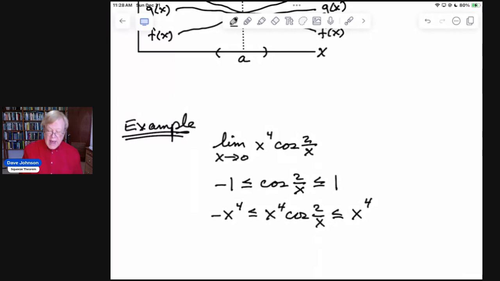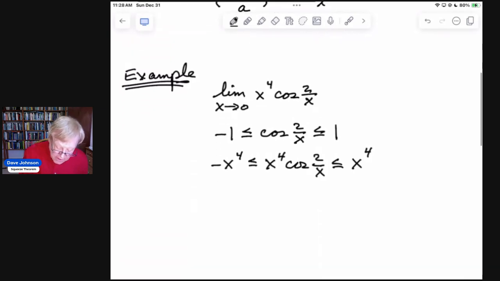Now I can do that because x to the fourth is positive for all values of x. This wouldn't work if it was x cubed, because x cubed can be negative. And so we'd have to take a different approach in order to make sure that we got a legal, correct inequality. But in this case, x to the fourth is positive for all values of x. And then once we have this, we have the x to the fourth cosine 2 over x, which is the function that we want to find the limit of.